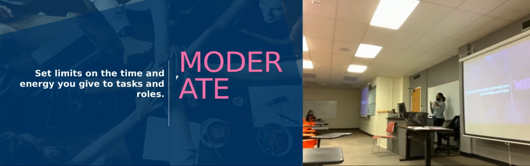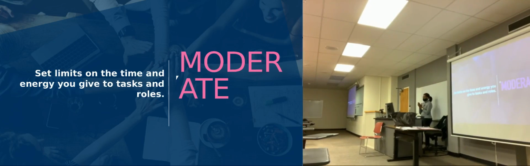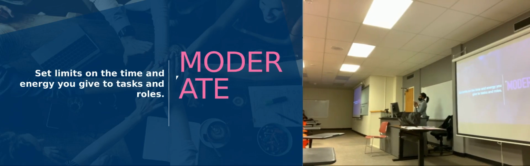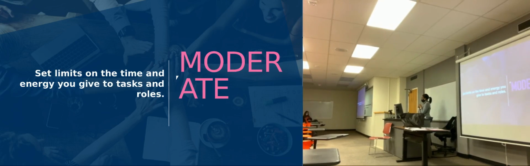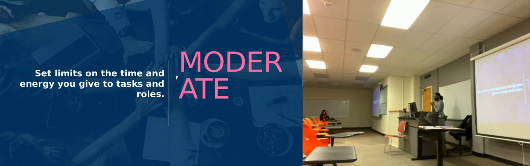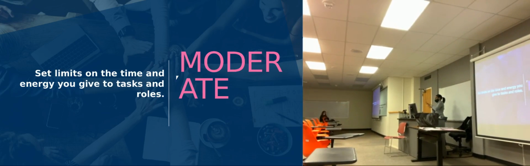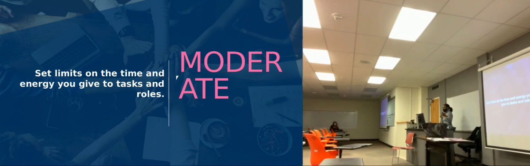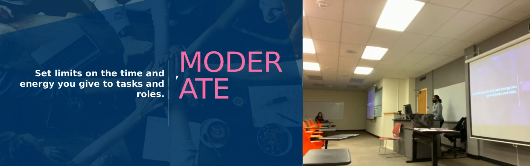So, moderate. Set limits on time and energy you give to tasks and roles. This is a good one. What I really liked that it said was limiting your idea of perfectionism. You do not have to do the perfect thing every time. I think if nothing else, I've learned that in school, sometimes just doing it and doing my best normally works out. Maybe I didn't have time to proofread the paper three times like I normally do, and I only got to do it 1.5 times. I'm just going to have to turn it in and maybe get a little bit extra sleep that night.